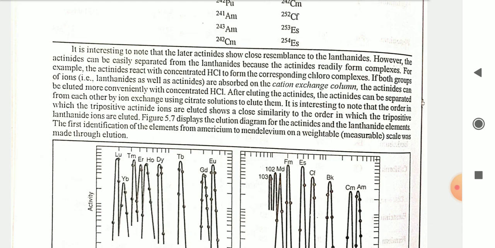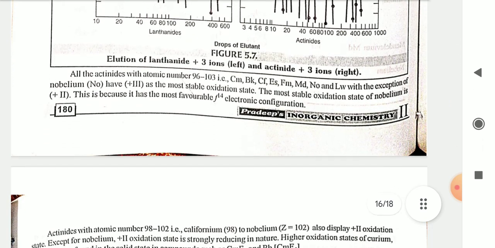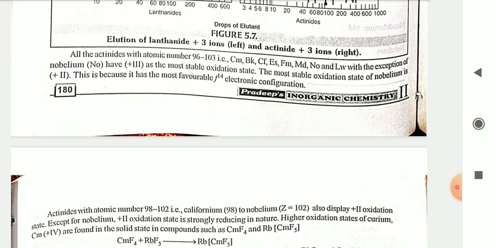The first identification of the elements from americium to mendelevium on the weighable scale was made through ion exchange elution. All the actinides with atomic number 96 to 103, Cm, Bk, Cf, Es, Fm, Md, No, and Lw, with the exception of No, have plus 3 as the most stable oxidation state. The most stable oxidation state of nobelium is plus 2. This is because of the most favorable f14 electronic configuration.